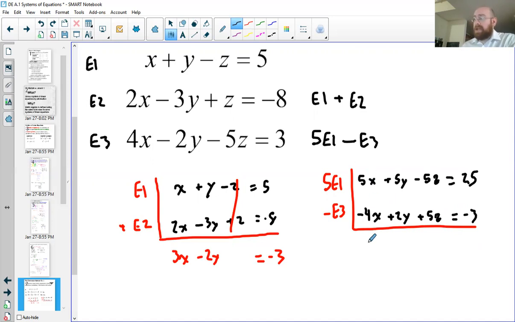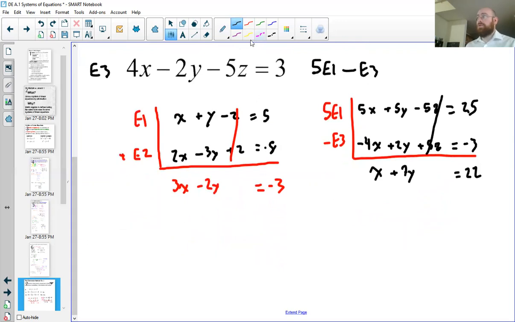So 5x minus 4x is going to be x. 5y plus 2y is going to be 7y. And then negative 5z, positive 5z cancel out. And lastly, 25 minus 3 is going to be 22. Now we can write version 2 of our system.